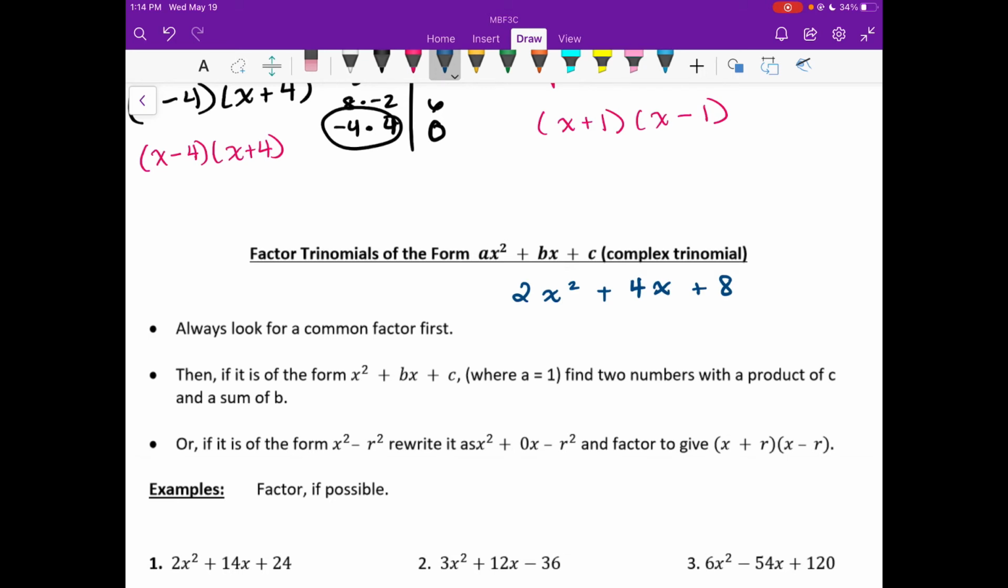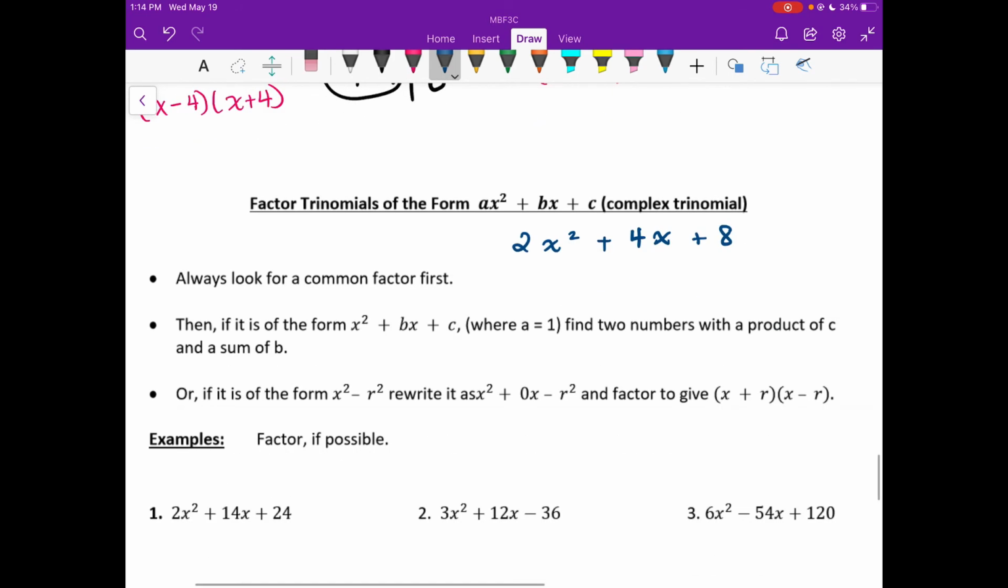And if the form is x squared plus bx plus c, where a is equal to 1, just go back and do what we did, right? Find the product of c and b. Or if it's x squared minus r squared, rewrite it as x plus r, x minus r. So do a difference of squares. Okay, if you can't do any of those, it's not possible to factor. There's a different way to do that, so don't worry about it, but you just ignore them. Okay, so you say not factorable.